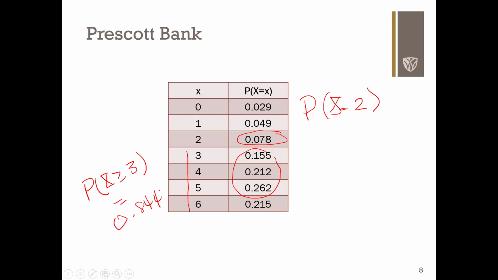And last but not least, we wanted to know the probability that fewer than 2 tellers are busy. So fewer than 2 would either be 0 or 1. So again, if we wanted to know the probability that x is less than 2, we could add up those probabilities, 0.029 plus 0.049, and that would give us 0.078.